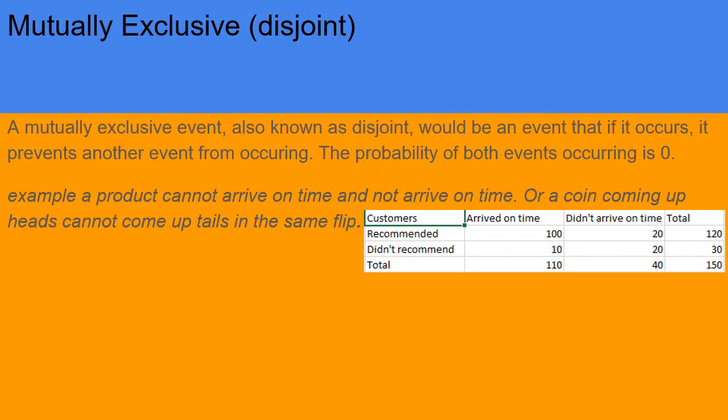All right, so to understand the addition rule, first you have to understand what mutually exclusive means. Mutually exclusive events, also known as disjoint, are events that cannot occur together. For example, a package cannot arrive on time and not arrive on time. You can't flip a coin and have it come up heads and tails. That is what mutually exclusive means. It's two events that cannot occur together.